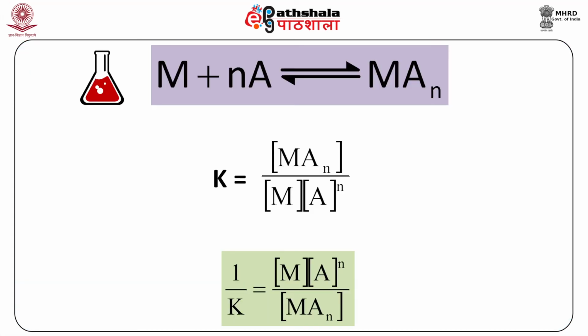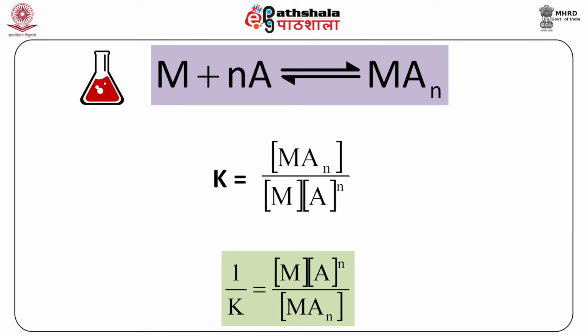Ozma's method. It is a new method applied for the determination of the composition of weak complexes. It is based upon the equilibria in the form where metal M reacts with n number of ligands A to form an MAn complex, and this method is used to find the value of n, which may be a fractional value or also an integer number. Therefore, K is equal to the concentration of MAn divided by the concentration of metal M into the concentration of A raised to the power n.